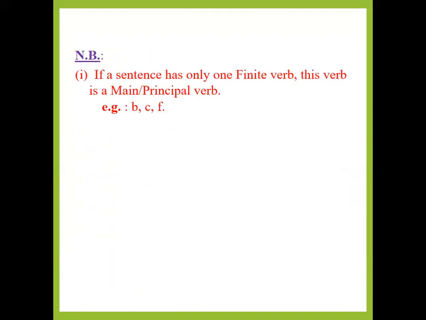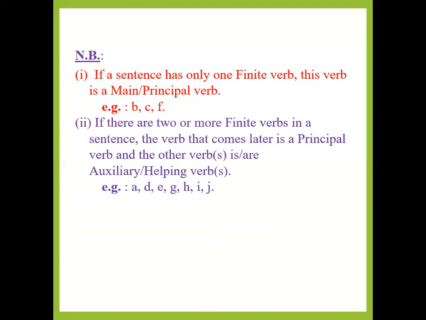Special note for the students. One, if a sentence has only one finite verb, this verb is a main or principal verb. And we can see this type of verb in sentence B, C, and F. Two, if there are two or more finite verbs in a sentence, the verb that comes later is a principal verb and the other verb or verbs are auxiliary or helping verbs. This type of verbs are seen in sentence A, D, E, G, H, I, and J.